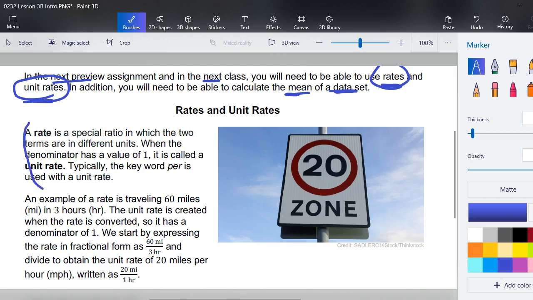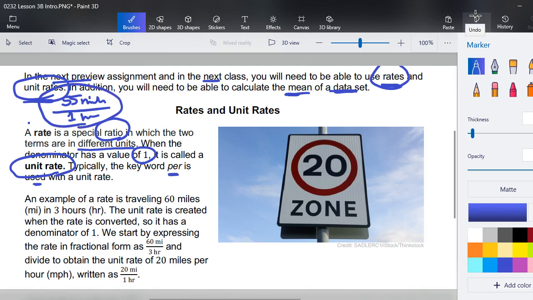Read along, or read and then come back and look at this. A rate is a special ratio. It's a special fraction in which the two terms are in different units. You've probably said, I drive 55 miles per hour. Those are different units, miles and hours. When the denominator has a value of 1, it gets a special name. It's not just a rate, it's called a unit rate. In other words, it's per, used with the unit rate. The one that I wrote was actually a unit rate, 55 miles per 1 hour.